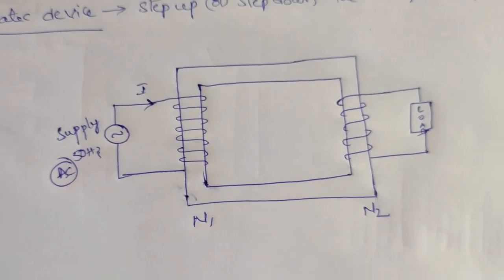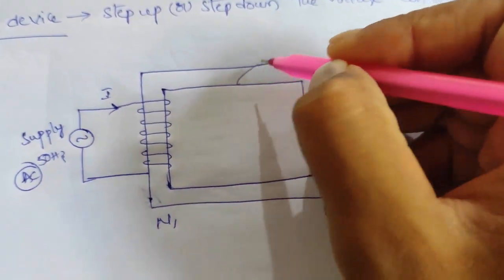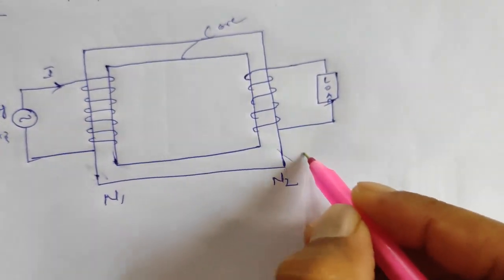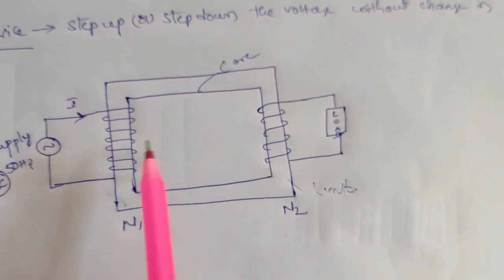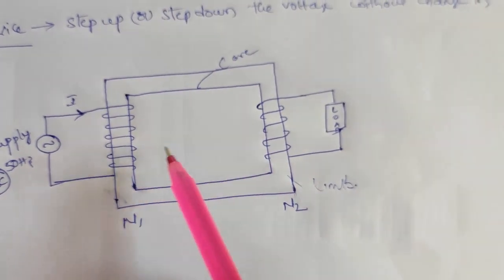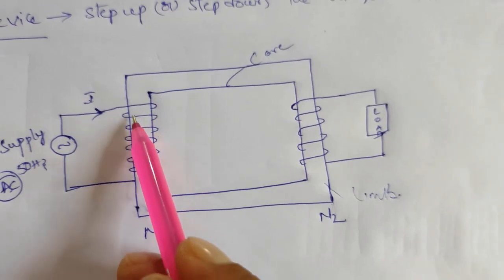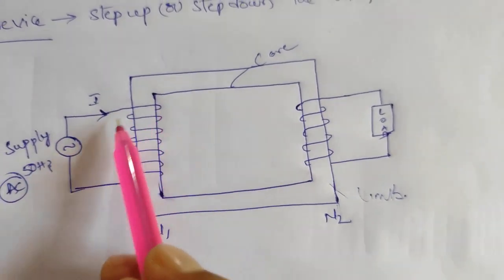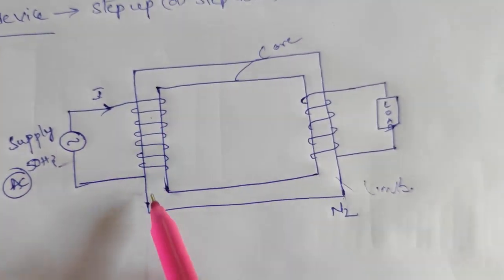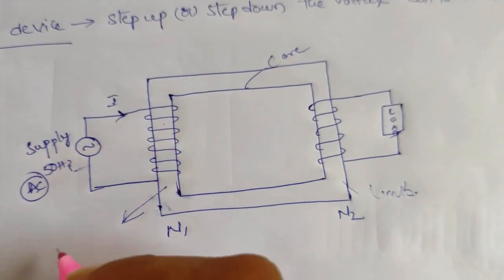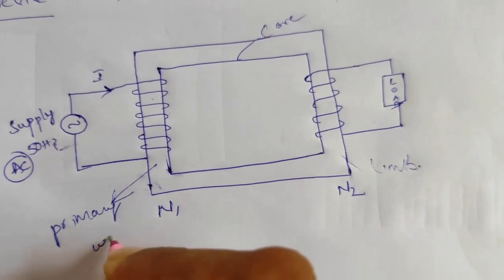Coming to the construction of a transformer, this is an actual transformer. This is the core and this is the limb. The electrical circuit which receives energy from the supply, this is the circuit which receives energy from the supply. From the supply we are receiving the electrical energy. This is called the primary winding.